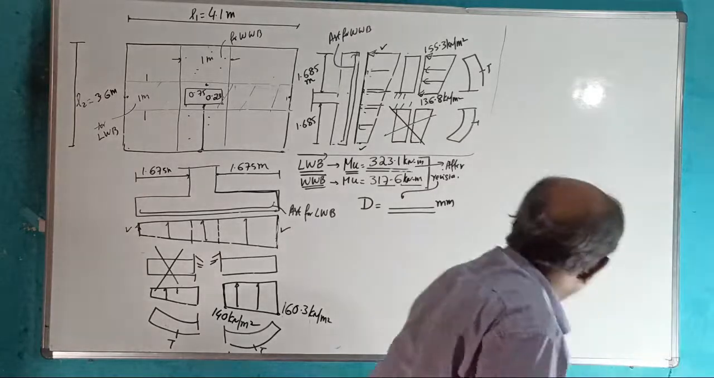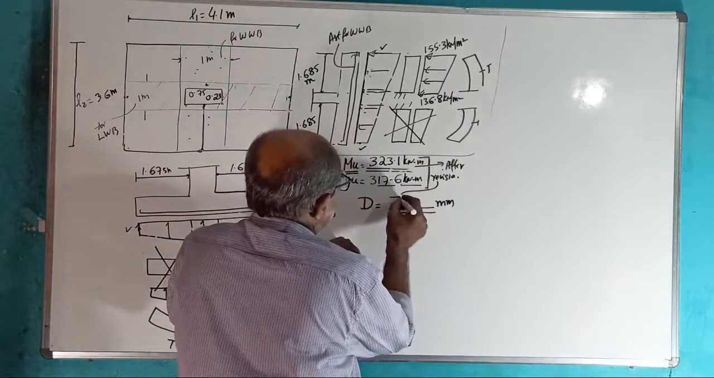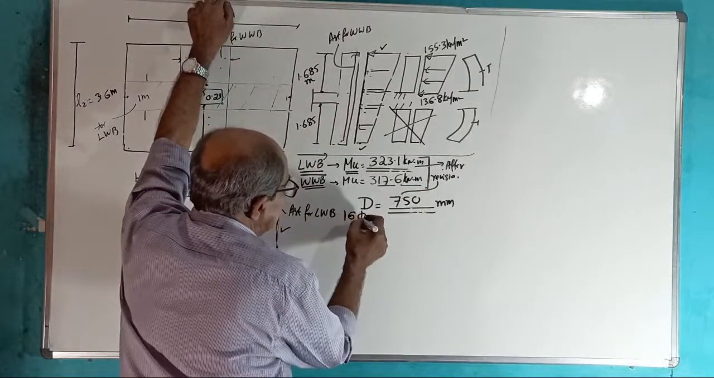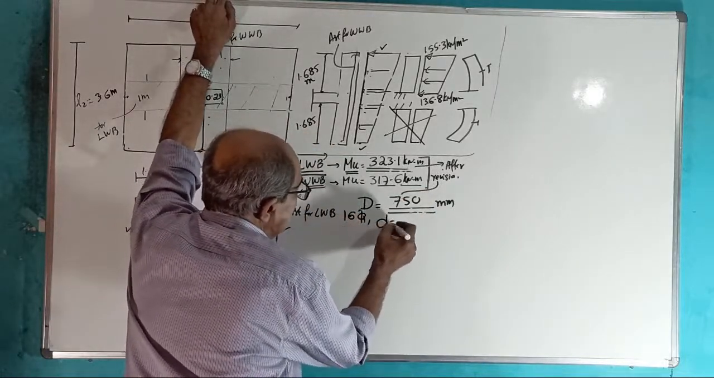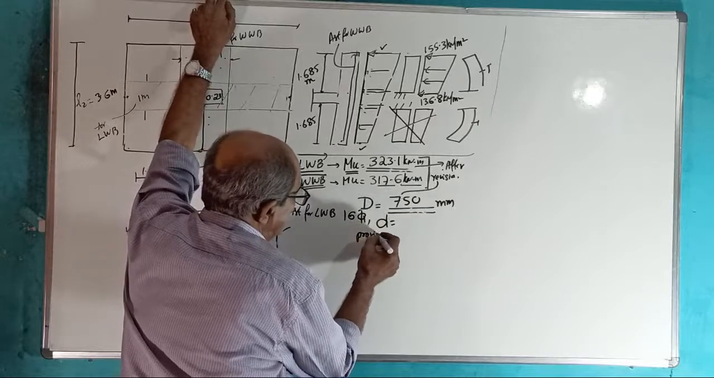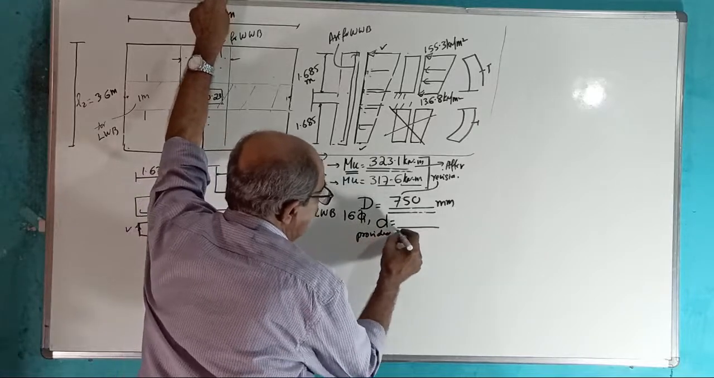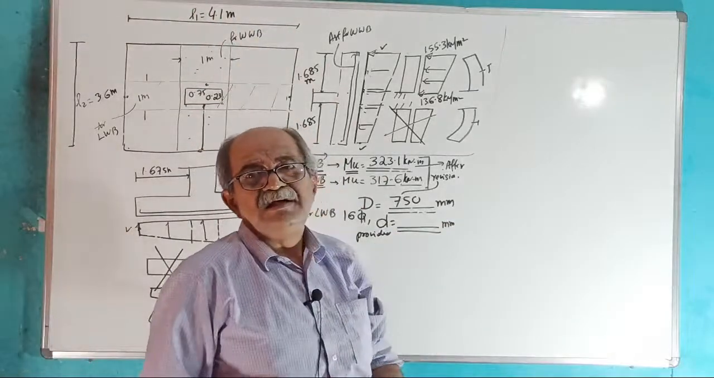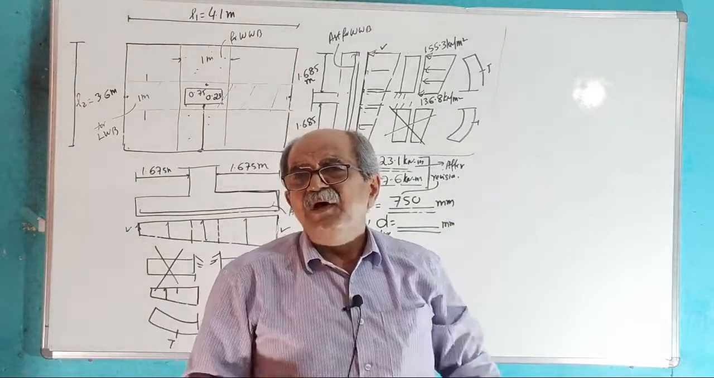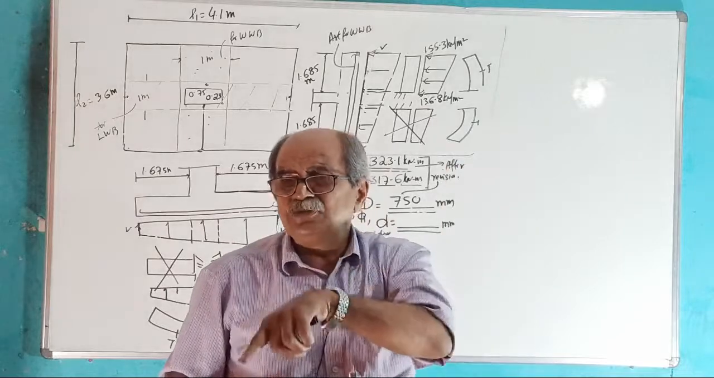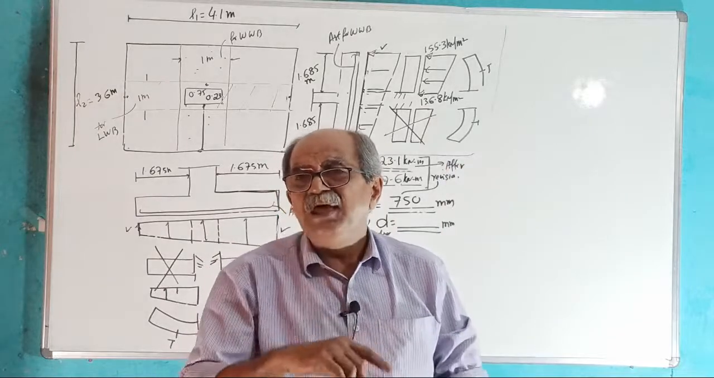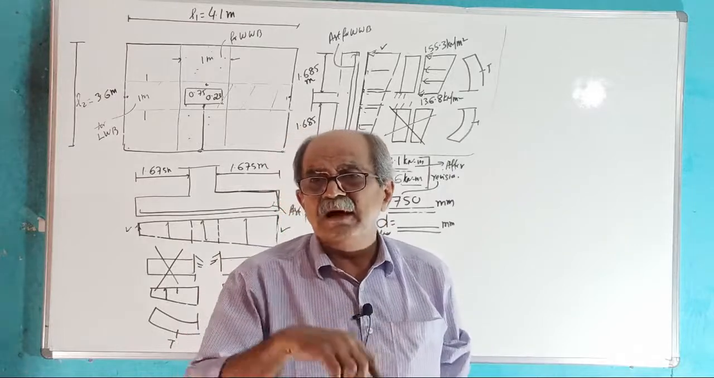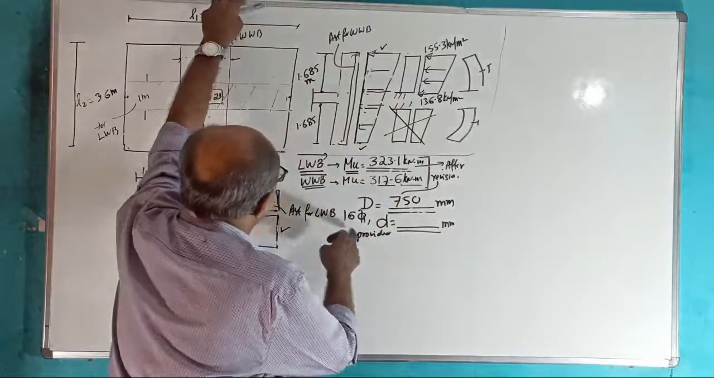750 millimeter. Then we took 16 tor and tell me what is the D provided. I already told you, we considered 2 directions, so different D will be there. For the safer side, for both of them, we took the same D, which is the lesser D, to the upper layer of bars. Somebody can comment, how can you take D same for both?